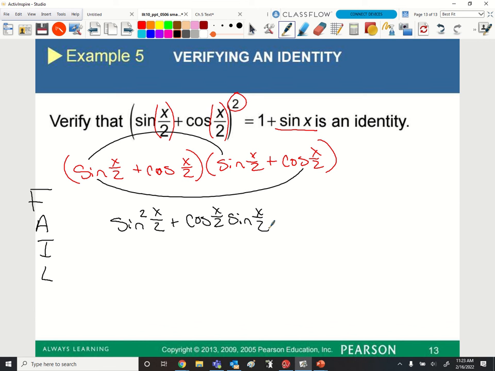Now, time for the inside. It's going to be the same thing again, so plus cosine of x over 2 and sine of x over 2. And then my last is going to be over here, which is cosine times cosine, plus cosine squared of x over 2.